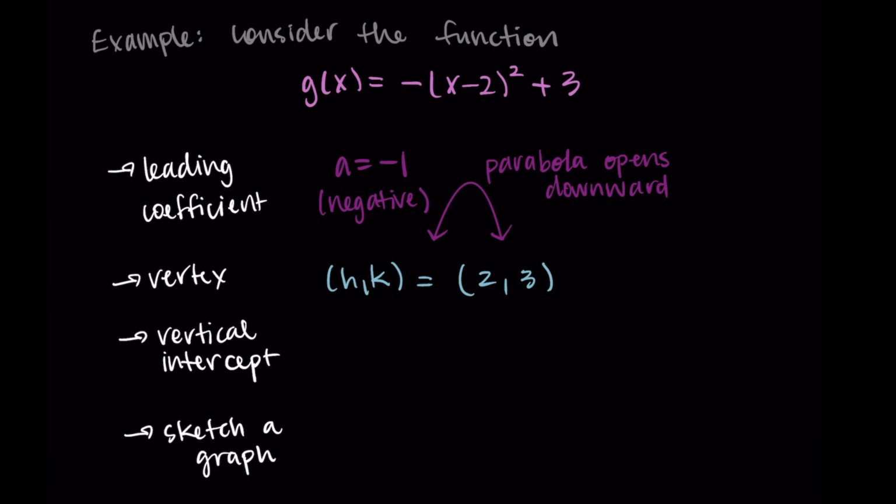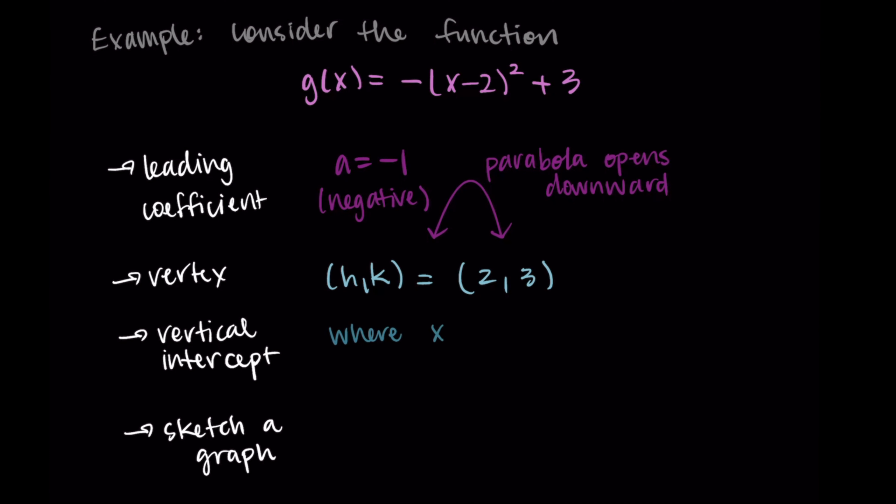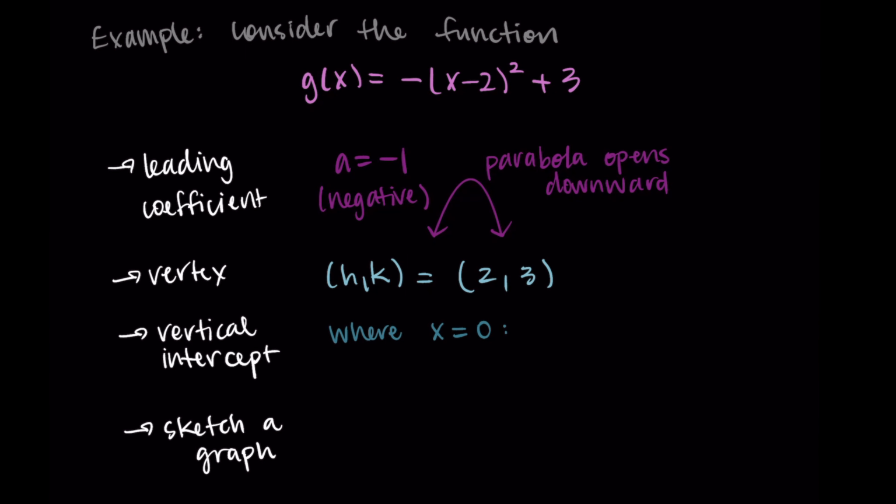Okay, then lastly, one of the things we're often asked to do with these new functions is to find the intercepts. So I want us to find the vertical intercept. We're going to use the same process we did with linear functions. The vertical intercept occurs where the x value is 0. So we're on the y-axis, meaning our x value is 0. We're going to substitute in 0 for x and simplify.